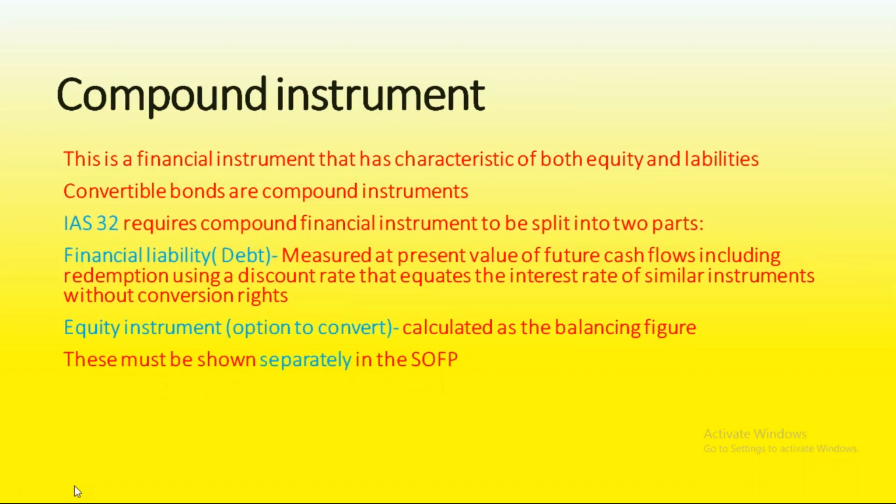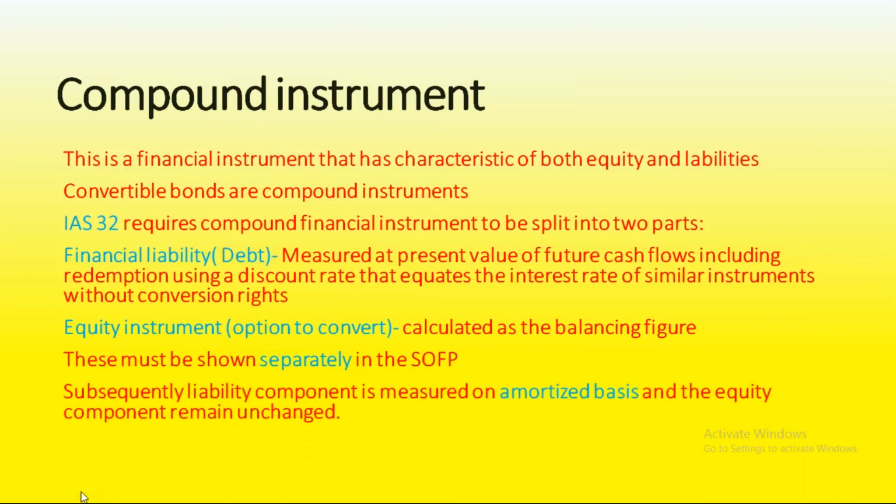The equity part will come under equity, the loan part will come under liability. So it will be a complicated one for people to do when they are doing the presentation. This is what IAS 32 permits. Even in IFRS 9, no change, it will be the same story. So subsequently, the liability component is measured on an amortized basis. The equity component will never change, because we said equity components never change.